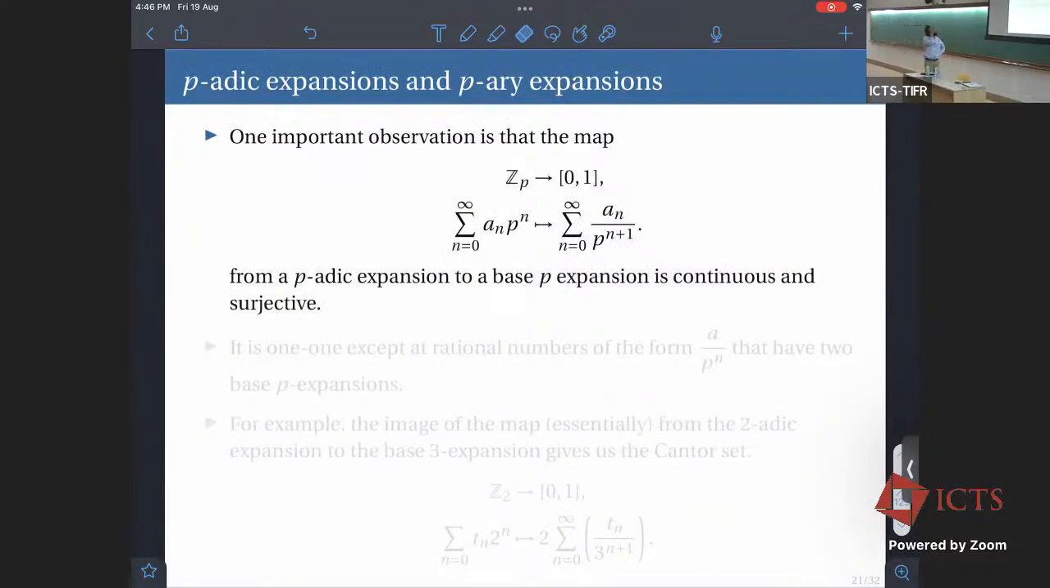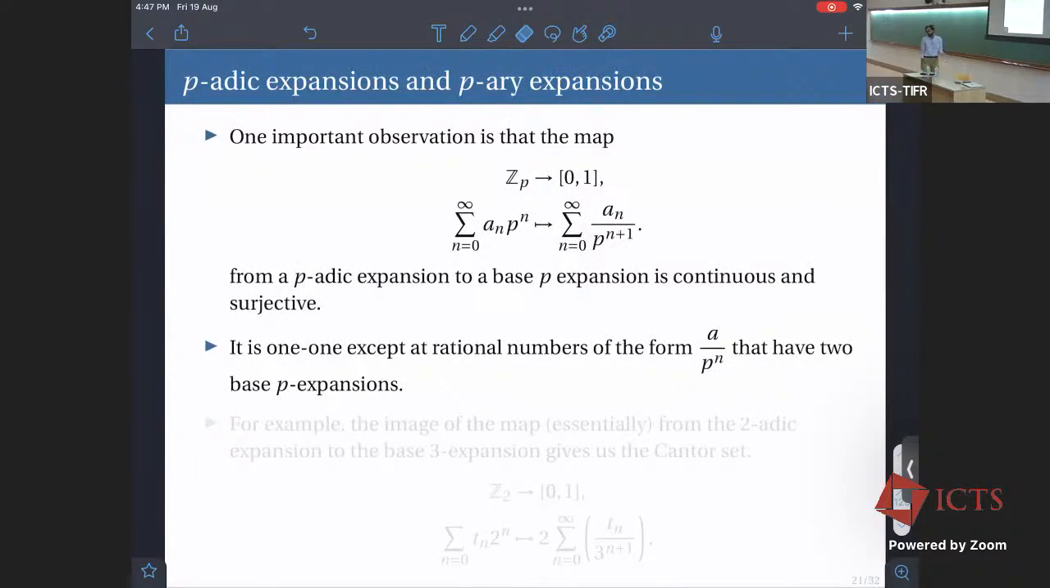A very naive observation, but the thing that kickstarts the Bernoulli shift approach, is that you have a map from the p-adic numbers to [0,1] where you send the p-adic expansion to a base p expansion. If you have the sum of a_n p^n, you send it to a_n over p^(n+1). You're sending a p-adic expansion to a base p expansion. This map is continuous and it's also surjective. Unfortunately, the other way around is not true, but this map is continuous and surjective.